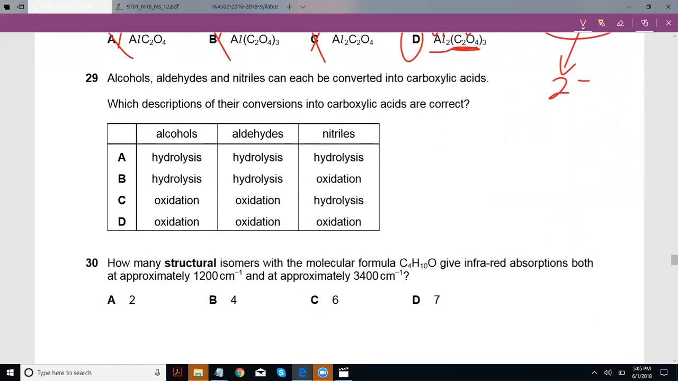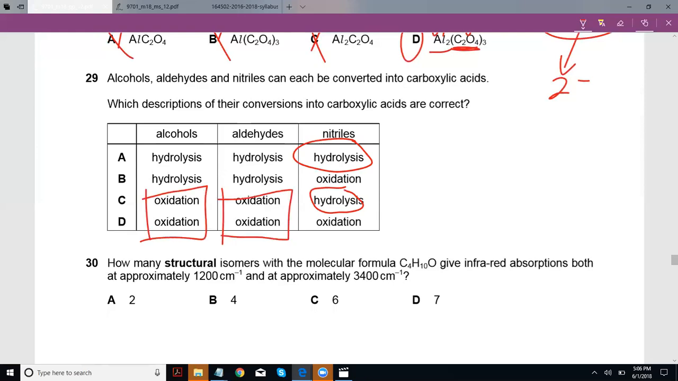Alcohols, aldehydes, and nitriles can be converted into carboxylic acids. Which description of their conversions into carboxylic acids is correct? So nitriles hydrolyze. If you remember, you used to add concentrated HCl or dilute HCl, you add acid to nitriles and heat them and they go to carboxylic acids, and you used to call that acidic hydrolysis. You could also call it oxidation, but the preferred term is hydrolysis. That's what they prefer in the marking schemes for paper 2, and that's what they'll use in paper 1 as well. So alcohols obviously would oxidize to carboxylic acids, and the same thing goes with aldehydes.